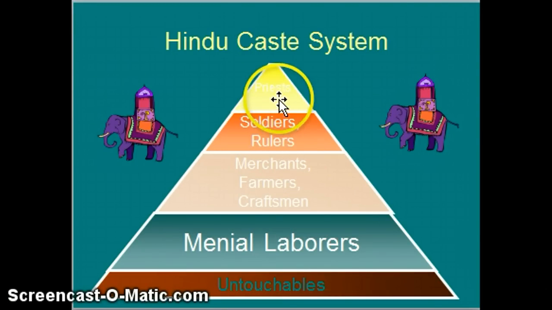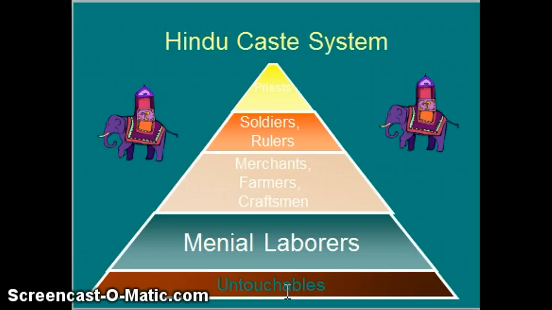It's tough to see here, but they have priests at the top, soldiers and rulers on the next level, merchants, farmers, craftsmen on the next level, and menial laborers. Those are just people who work in the fields, doing simple tasks. We're at the next level. And then at the bottom is untouchables. These are people who are considered to be literally untouchable. You do not want to touch them.